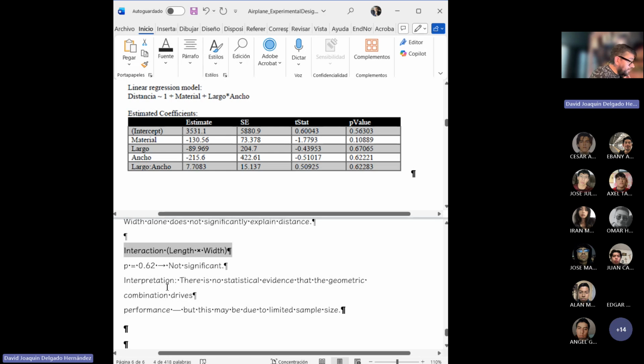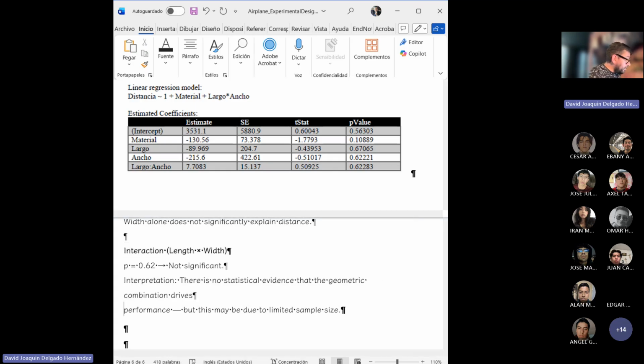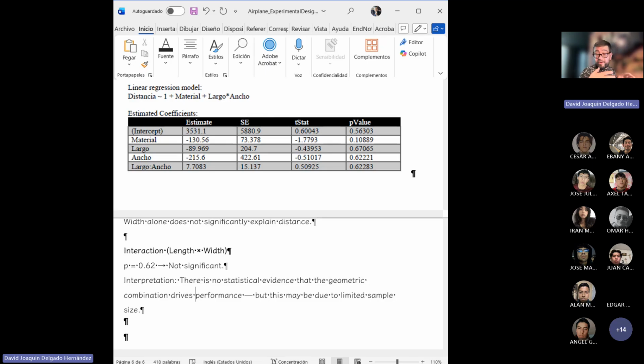And how can we interpret that? There is no statistical evidence that the geometric combination drives performance. So we cannot conclude now that combining one length with one width, this is going to be a better airplane than another with a different length and a different width. We cannot conclude that because we have a very limited sample size. So it is just 5 airplanes. So it is a very short sample size. Okay.